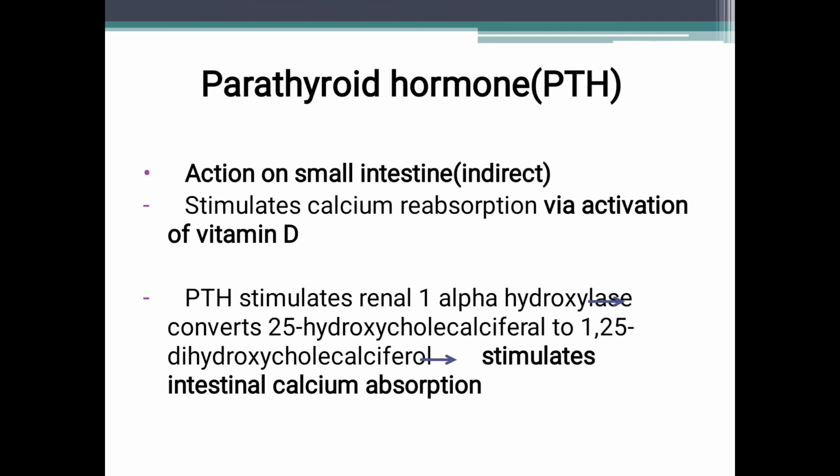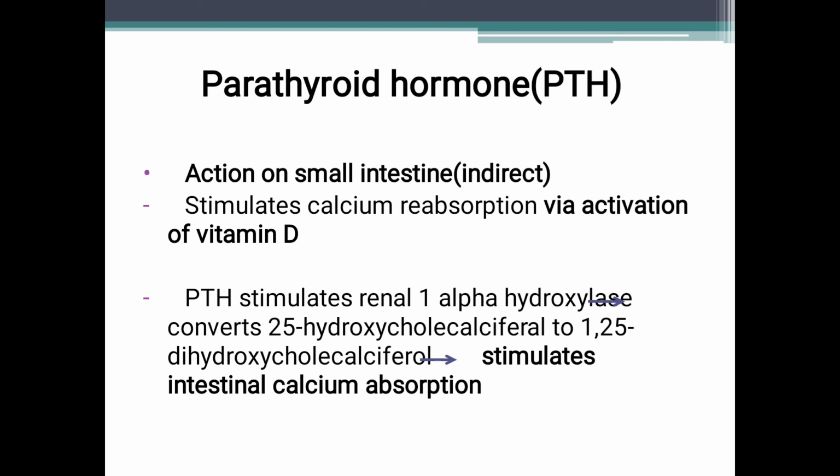Next, what is the action of the parathyroid hormone on the small intestine? It stimulates calcium absorption via activation of vitamin D. Through the formation of active vitamin D, it helps in the absorption of calcium from the intestine. It stimulates the 1-alpha hydroxylase enzyme, so that the active form of vitamin D3, 1,25 dihydroxycholecalciferol, is formed, which stimulates intestinal calcium absorption. So this is indirect: it stimulates calcium absorption via the activation of vitamin D.